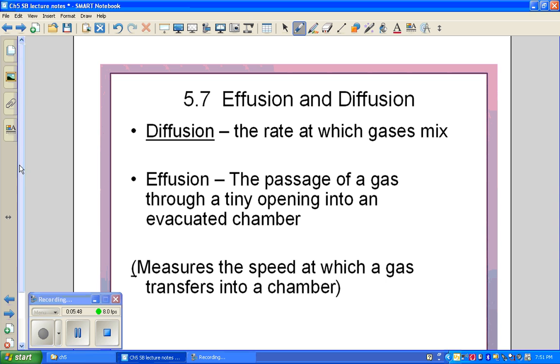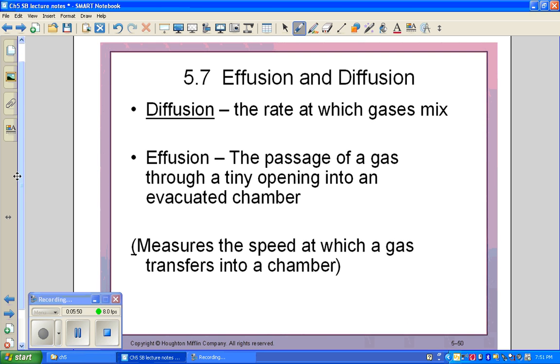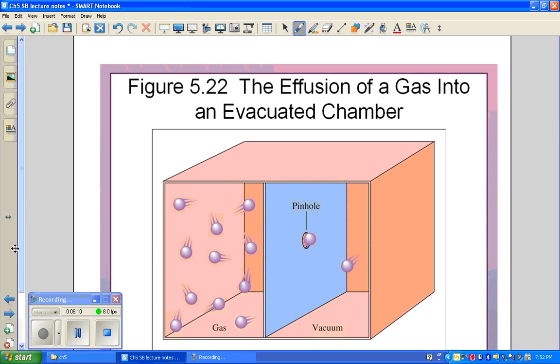So then we're talking about in this section effusion and diffusion. Diffusion is the rate at which gases mix. And then effusion is the passage of a gas through a tiny opening into an evacuated chamber. And so how fast is this going to go into this chamber? You could kind of think of it like how quickly does an odor disperse throughout a room?